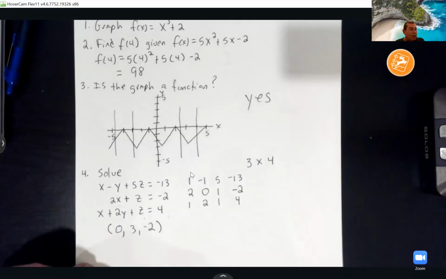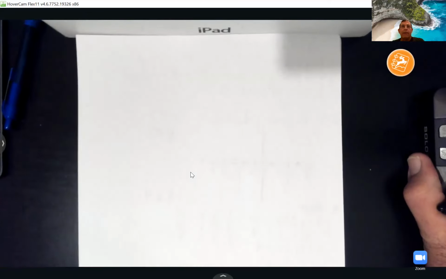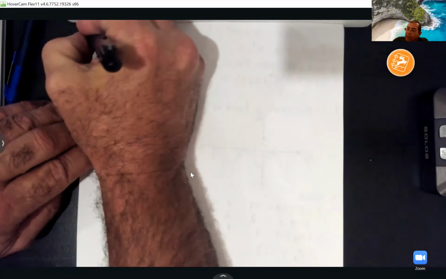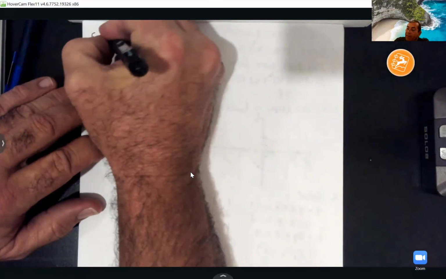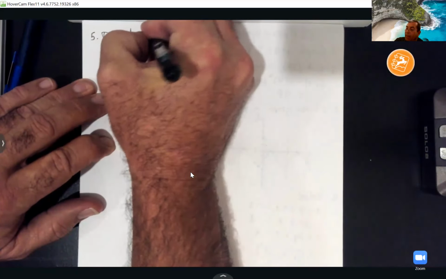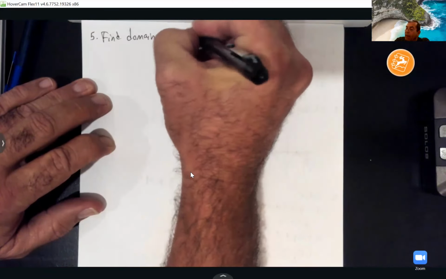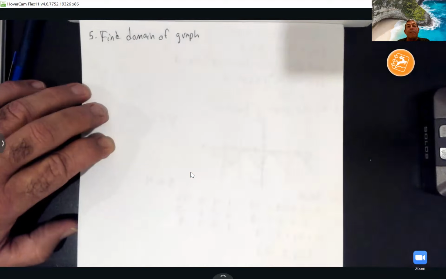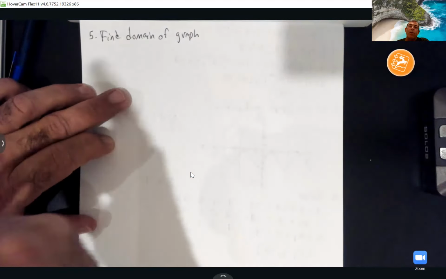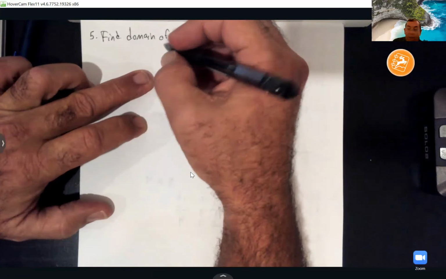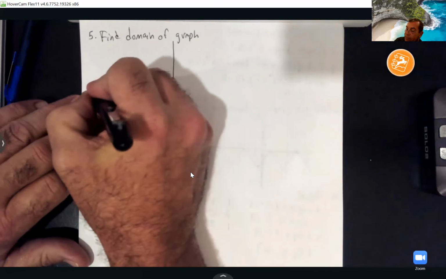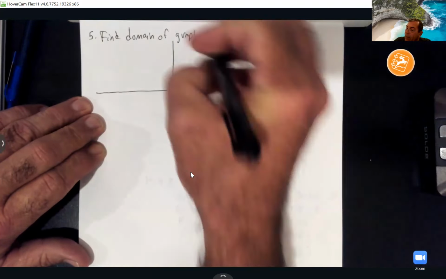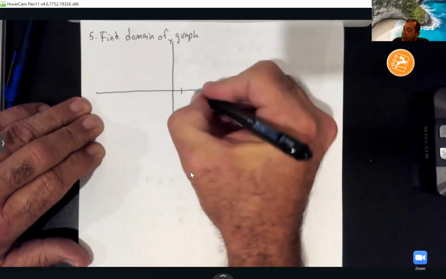All right, y'all, number 5 is another one we got to draw. So for 5, they want us to find the domain of the graph. Now, this one, they're going to give us a picture of a graph to find the domain. Later on, we'll have one of the fractions where we got to do it. So, y'all, let's draw this. They're going out 6 on this one in every direction. So I'm going to go out 6 like they did.